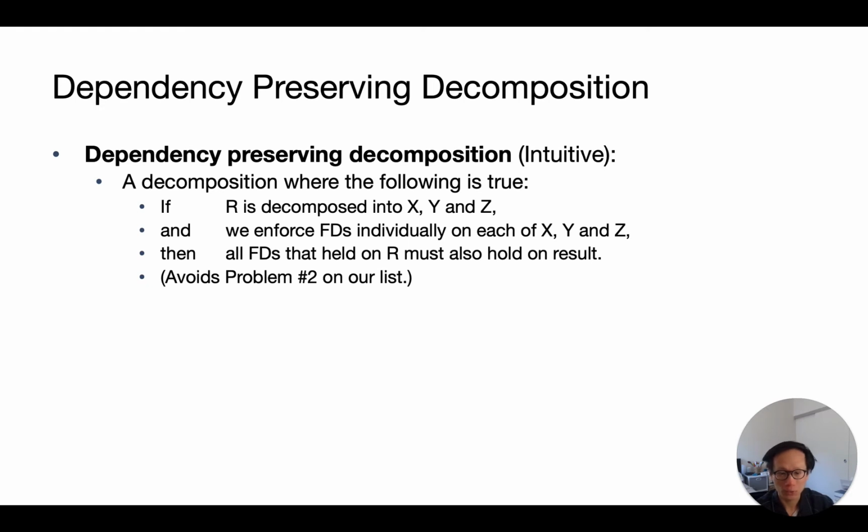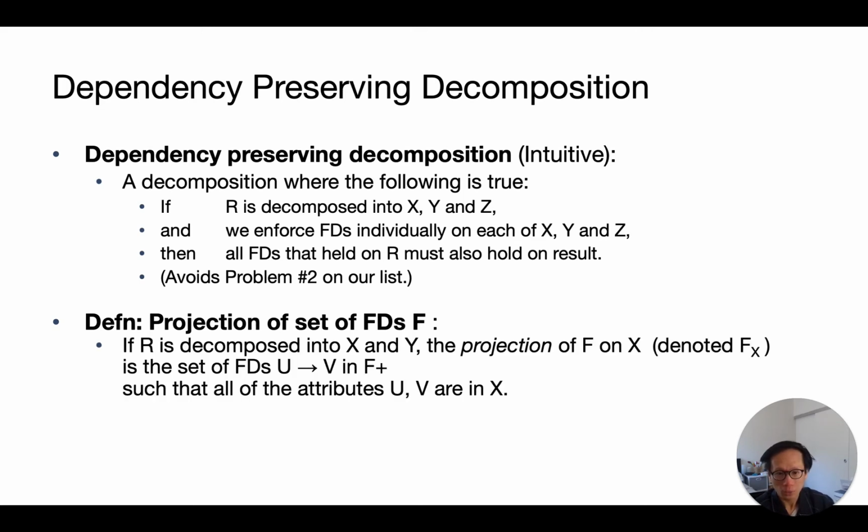So that's the intuition. We are just going to locally apply the functional dependencies to each part of the decomposition. And we hope that's enough to get us what we would have had if we had forced the functional dependencies on the full table. So now let's define some terms so that we can formalize this idea.